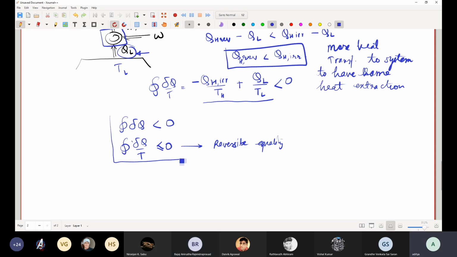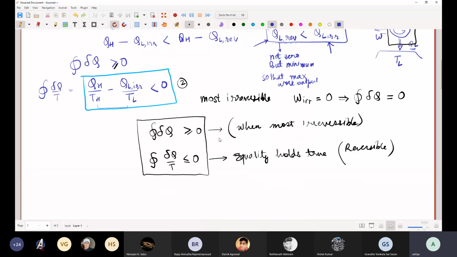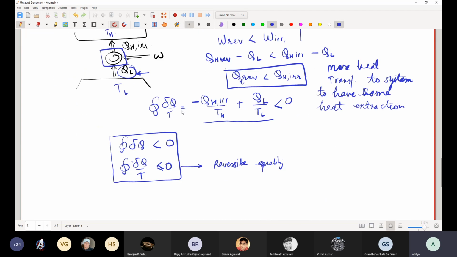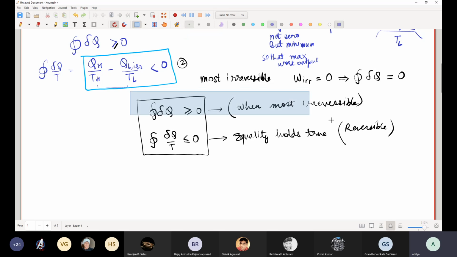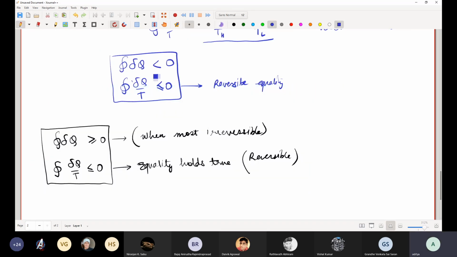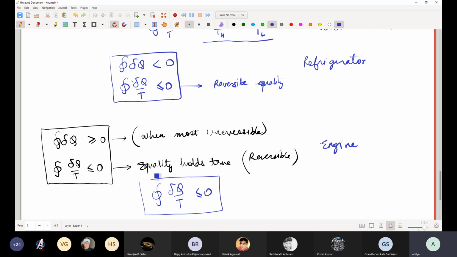So effectively we have the same equation, but more importantly, regardless of the sign of del Q, what can we conclude about del Q by T from both these things? Let me just copy this result, because if you put it side by side, it is more obvious. So this is for engine, this is for refrigerator. What can you conclude about closed integral del Q by T from both these statements? It is always less than or equal to 0. This particular statement is given the very famous name Clausius inequality.